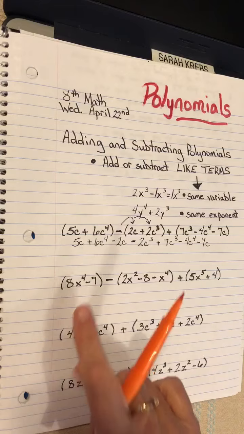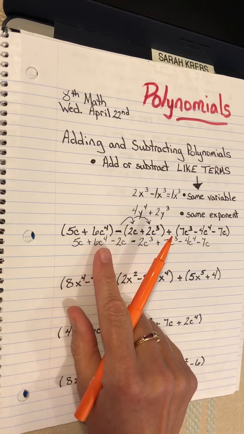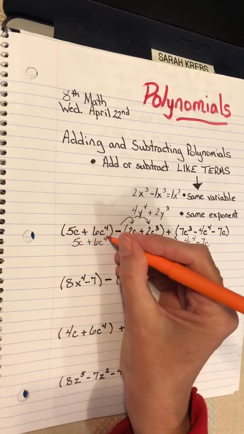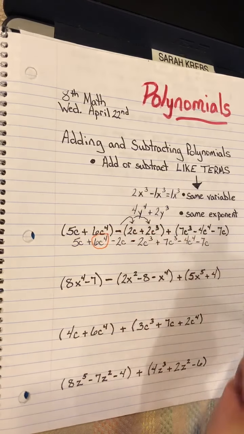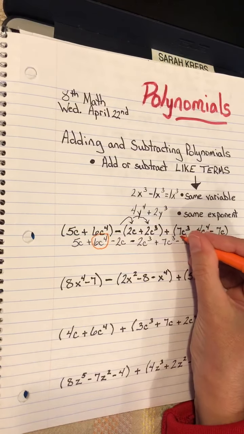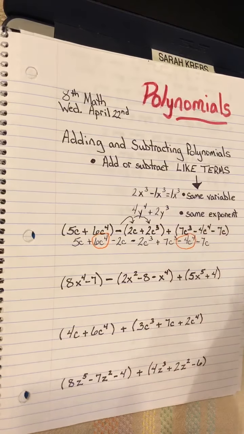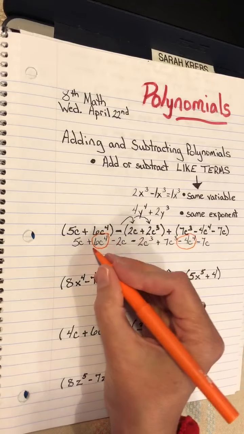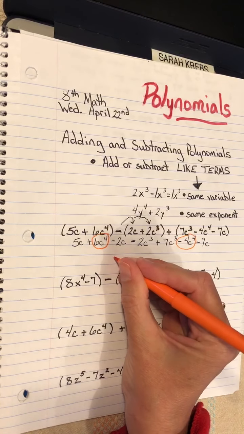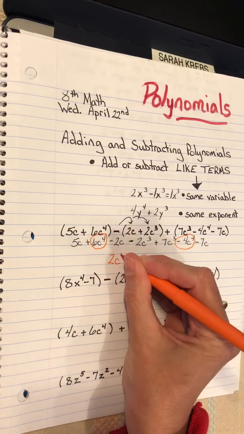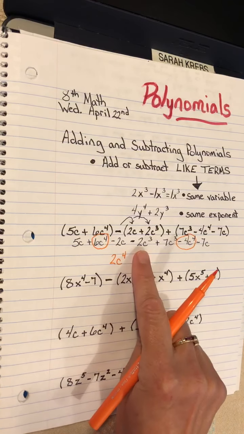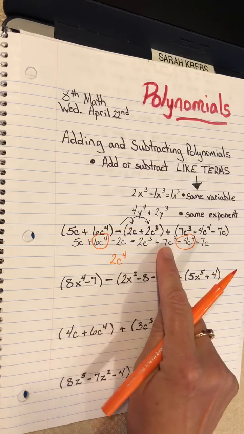I'm going to start with the exponent to the highest degree, because that's how we're supposed to write it in high school. So c to the fourth is my highest. I have 6c to the fourth. I have a negative 4c to the fourth. When I combine them, positive 6, a negative 4, that will leave me with 2c to the fourth.